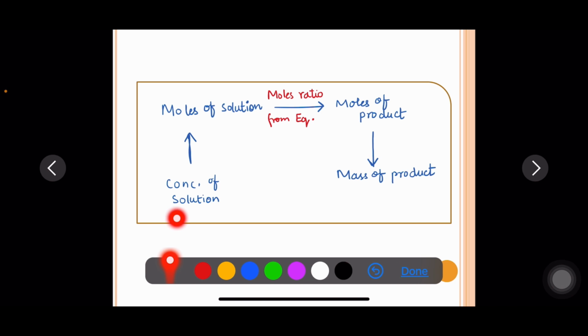If the concentration of a solution is given, find out the number of moles of solution, apply the formula, check the moles ratio from the equation and find out the number of moles of product, and you can convert it back to the mass of the product. I hope you understood the basic stoichiometric calculations in a quick revision lesson.